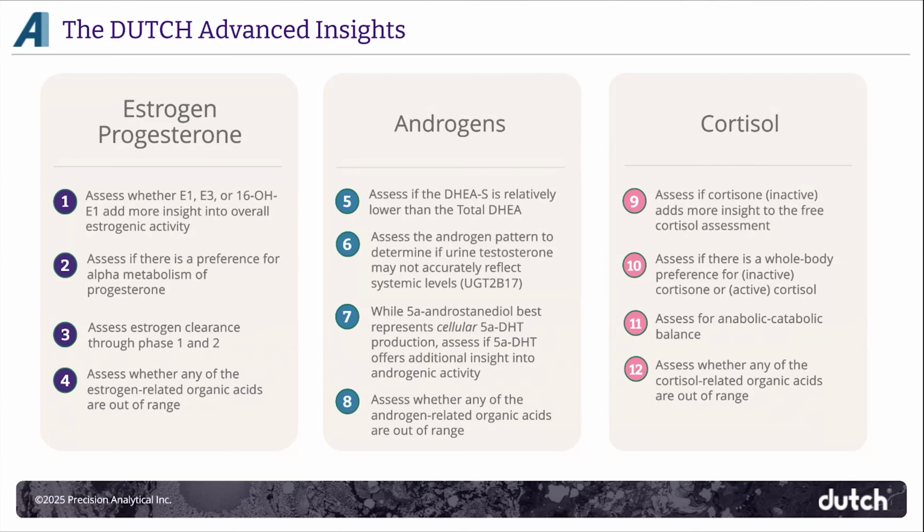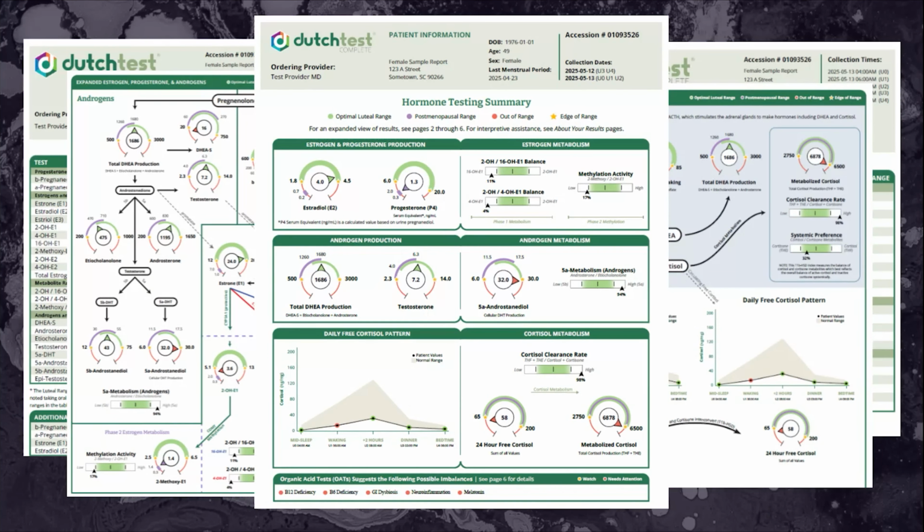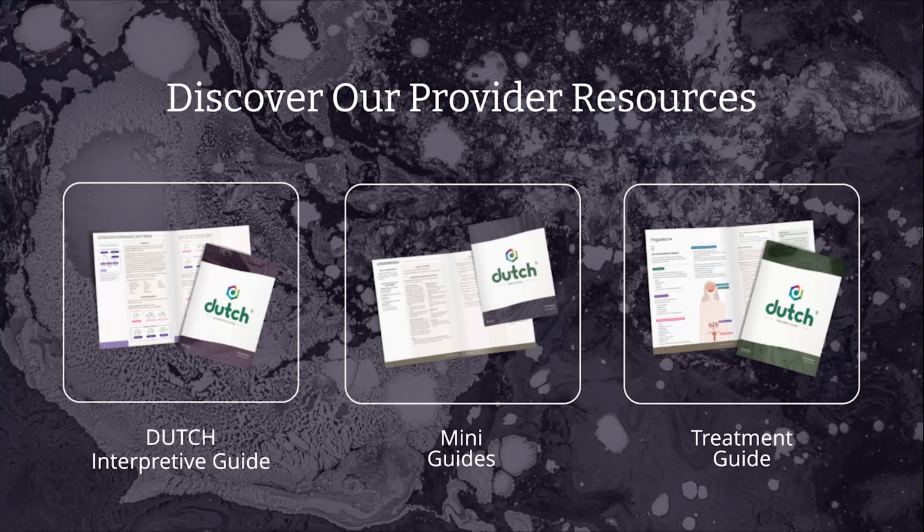And similar to the Dutch Dozen, they're all grouped by the hormone story to which they belong: estrogens, androgens, and cortisol. Our goal with the new summary page of the Dutch Complete is to give you a person's complete hormone story, along with that deeper understanding of all of the etiological issues that could be underlying, all on one page, simply and comprehensively. I hope you discover all of our provider resources.